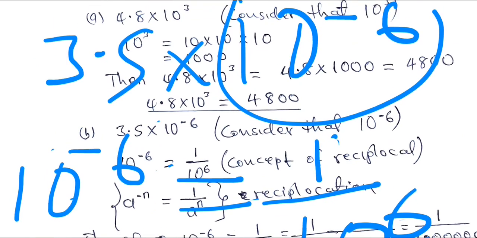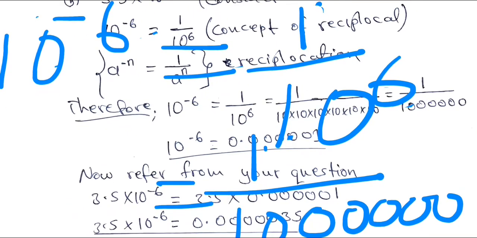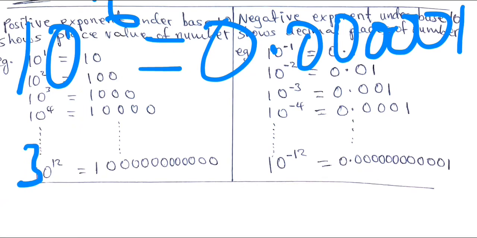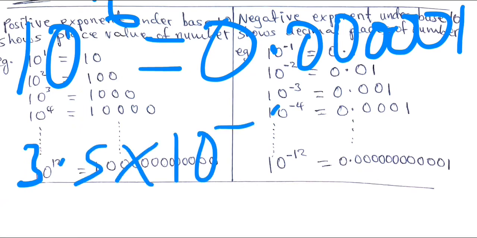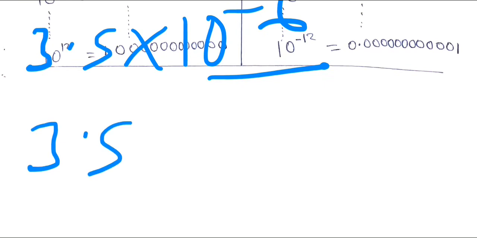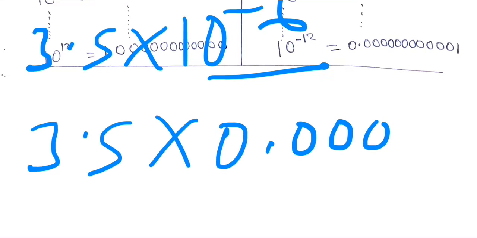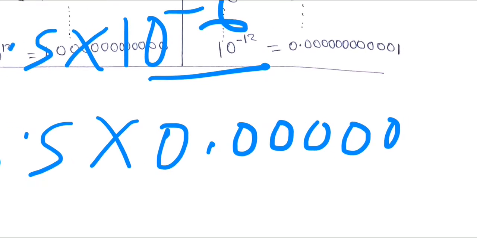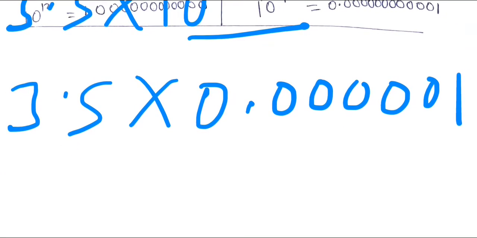Our question says we need to write 3.5 times 10 exponent -6. Let me write 3.5 times 10 exponent negative 6, but this 10 exponent negative 6 is equal to this one, so you have to plug it in. Now B equals 3.5 times 10 exponent negative 6, which is the same as 3.5 times 0.000001. So now multiply this one times this one, and you'll find the final answer.